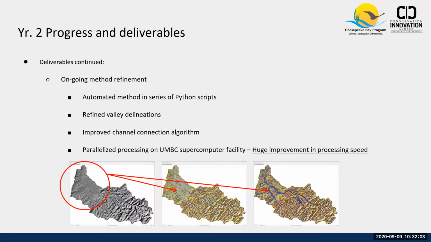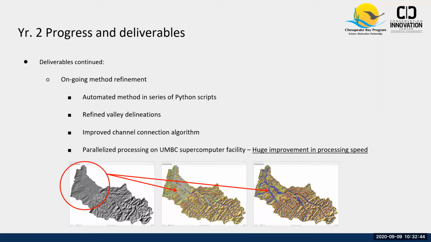And lastly, in year 2, this is a sort of ongoing thing. We're always improving our process. So we've automated these methods in a series of modular Python scripts, so you can run any individual process independently of the others, which allows you to go back and tweak certain components. We've refined our valley delineation, which you can see an example of in the bottom. There's a very broad, flat portion of this watershed, which previously we weren't mapping the valleys in that wide open area, but we've changed some parameters, which you can see on the right.